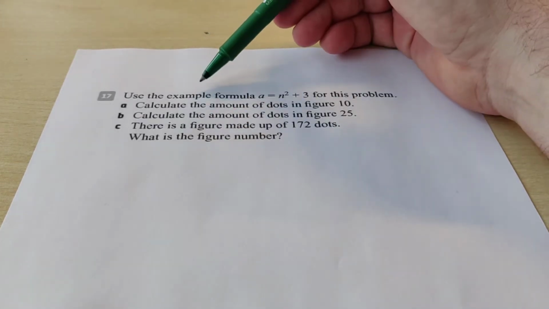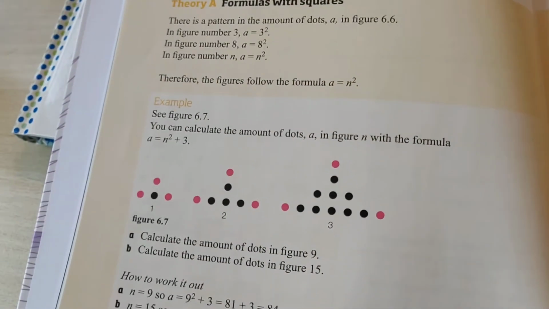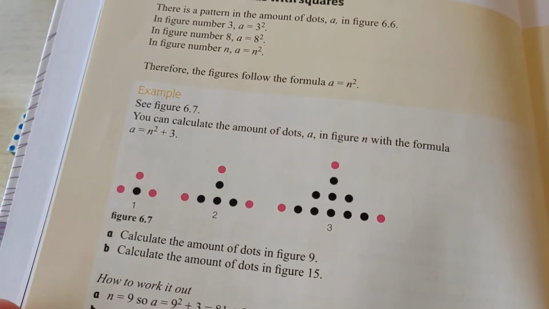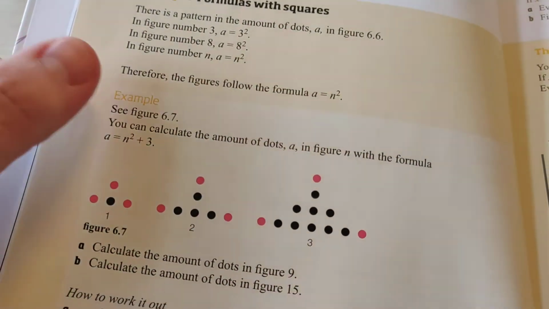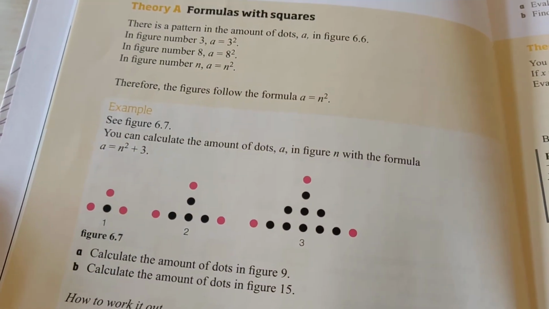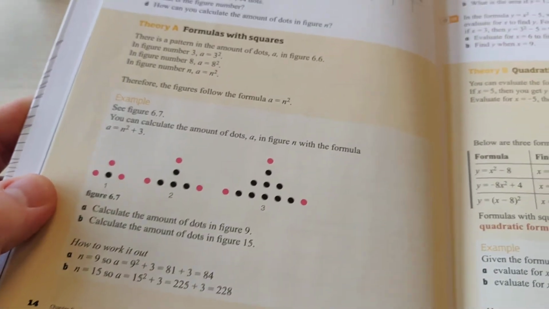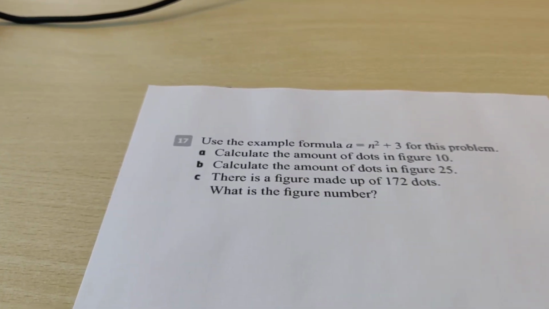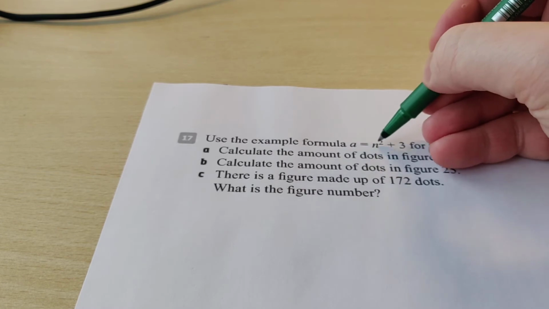Now this is about the example formula. Well, in the book, here on page 14, we have this pattern here. We have this shape, and a new shape, and a new shape. See that? And then we have some dots. Well, they say that the formula that belongs with these shapes is n squared plus 3. And then you can use that formula to calculate the number of dots that you need to make such a shape. Now here it says calculate the number of dots in figure 10. So that means that we just have to take the 10 and fill it in over there.